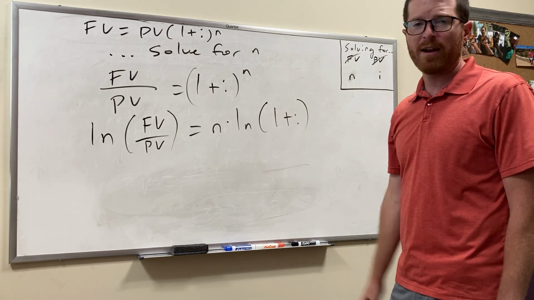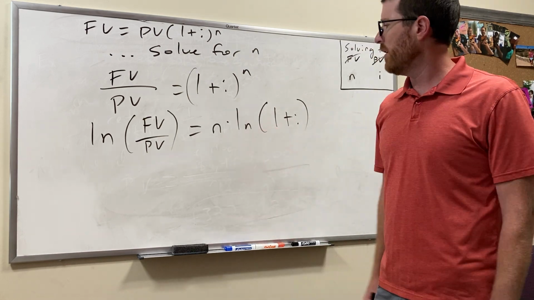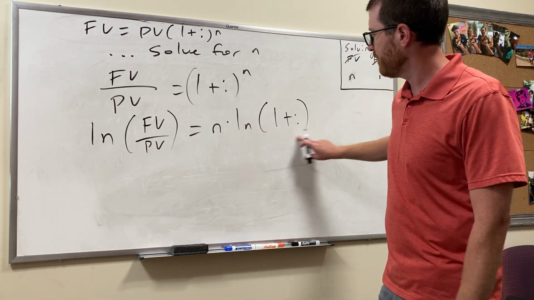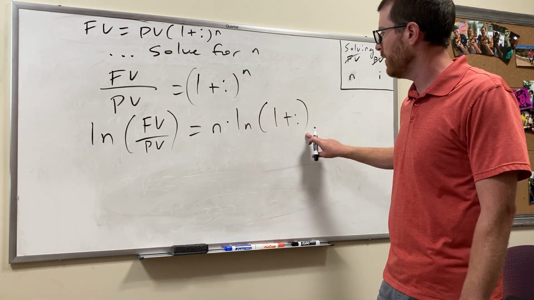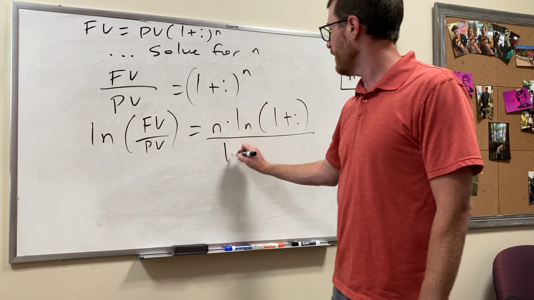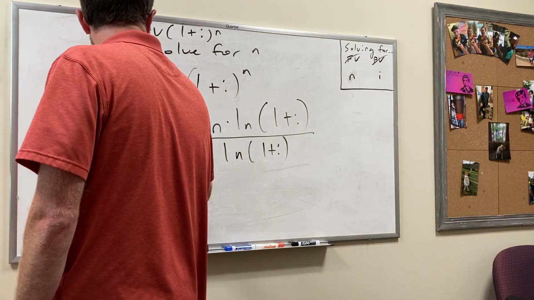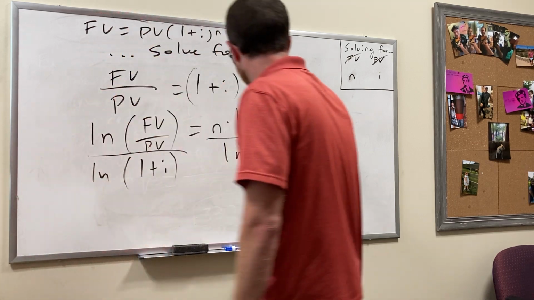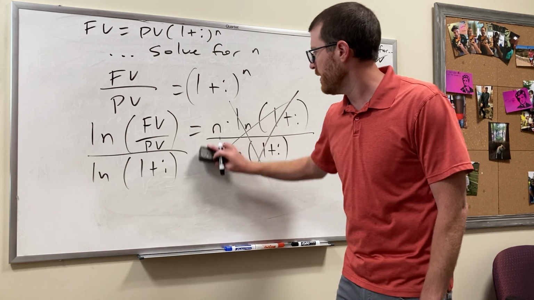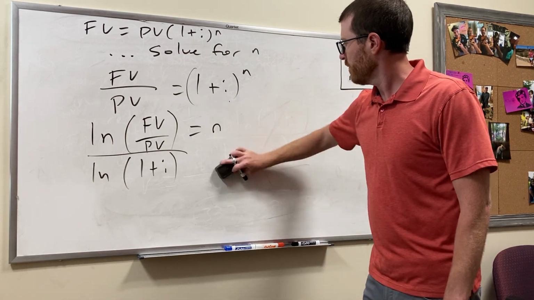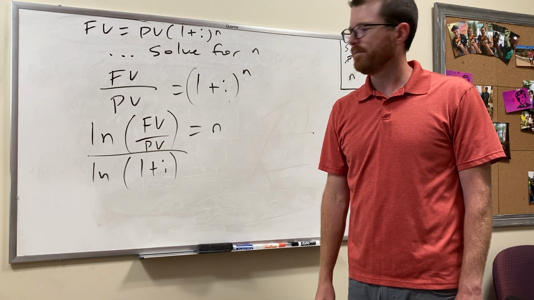And now we've pretty much got it whooped, all right? All we've got to do is divide by this little concept right here, right? This natural log of 1 plus i. If we divide this from both sides of the equation, then it cancels out here, right? That all goes away, and you're left with n equals that, all right? That quotient, okay?